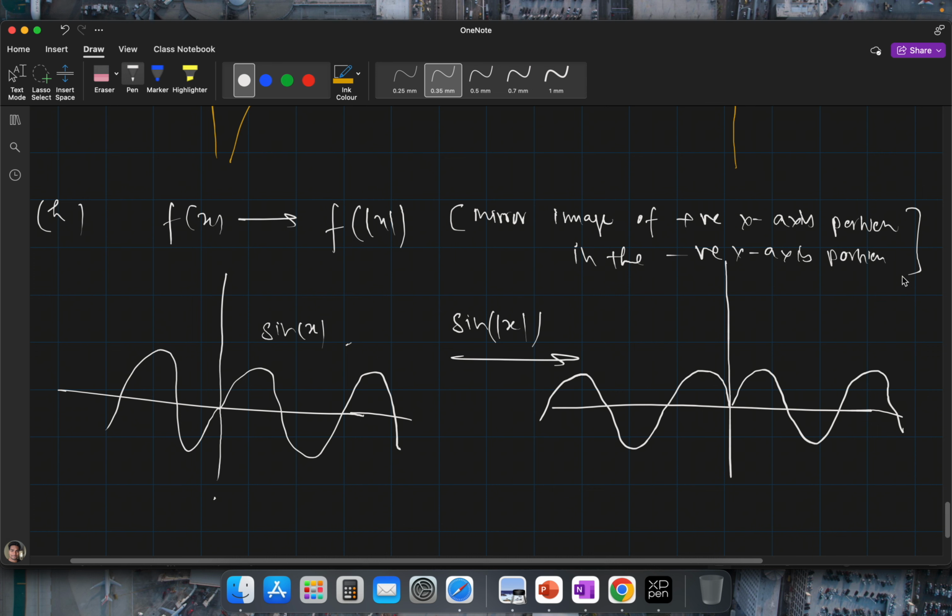Are you getting what I am trying to say? Tell me. Sir, since the graph is symmetric along the y-axis, it will be inverted in the y-axis. Where is it symmetric about the y-axis? There is no symmetry about the y-axis in this case. But yes, cos x is symmetric about the y-axis. That's why the graph of cos x and the graph of cos of mod x are exactly the same.